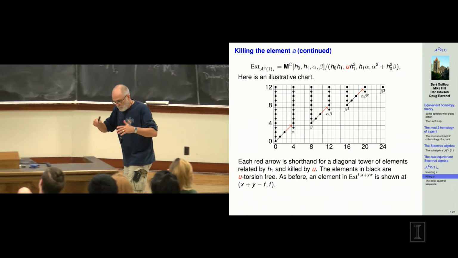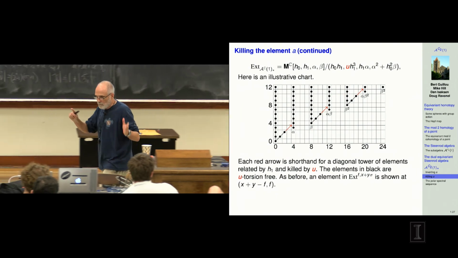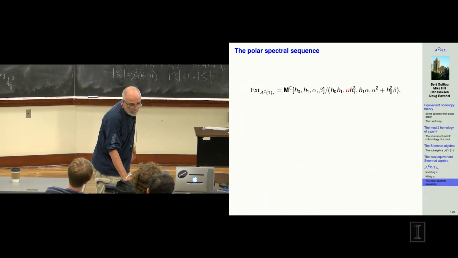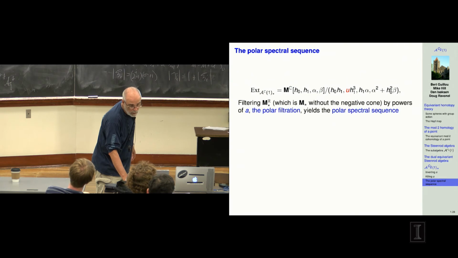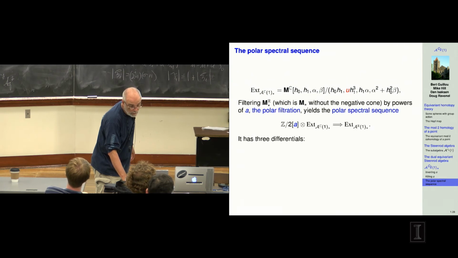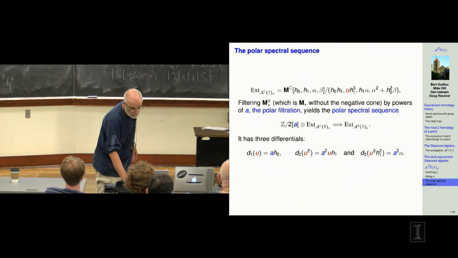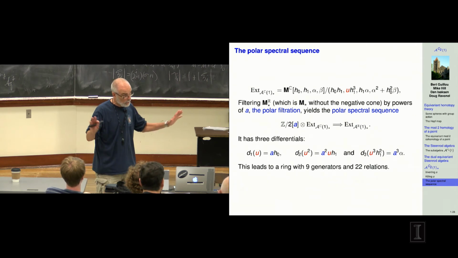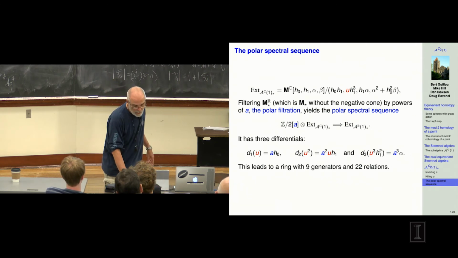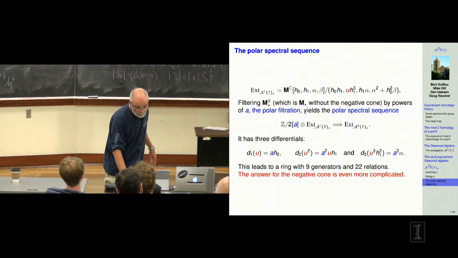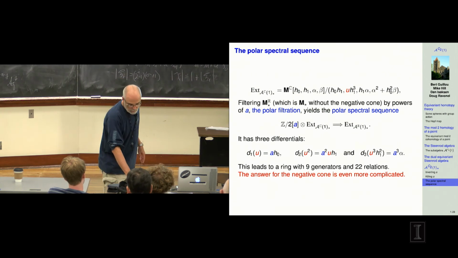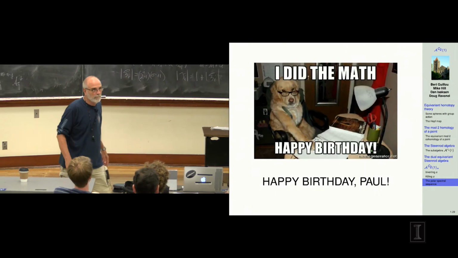Now, if you want to get the original answer back, you have to run some sort of Bockstein spectral sequence involving a, and so on. I'm almost at the end here. There is a Bockstein spectral sequence, and it has 3 differentials, God help us. And this leads to a ring with 9 generators and 22 relations. I'm sure you're on the edge of your seat. And if you bring the negative cone into the picture, it gets even more complicated. And this is a good place to stop. Thank you.